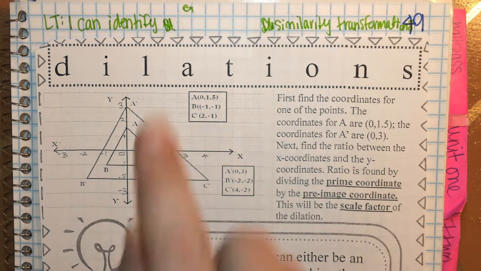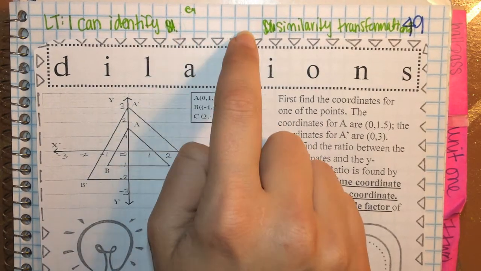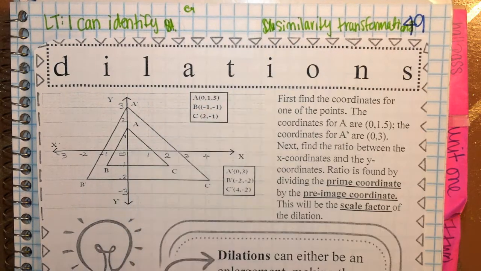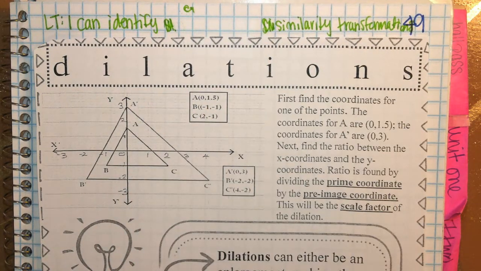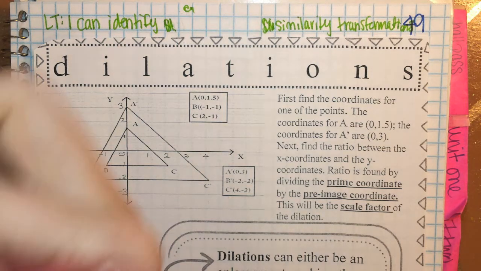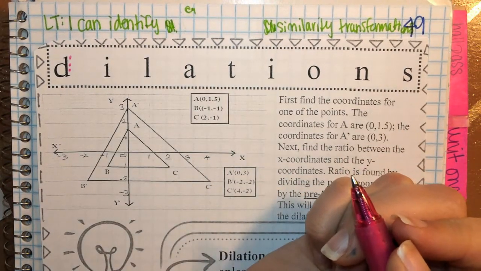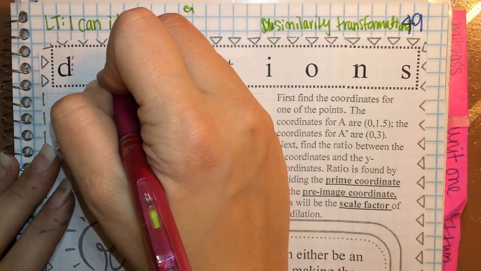Your learning target for today, which, sorry about the scribble, there was tape and then it got just chaos. It says, I can identify similarity transformations. I want you to be on page 49 and we're going to talk about dilations. I know you all are thinking, your eyeballs get dilated. So funny. So go to this page.